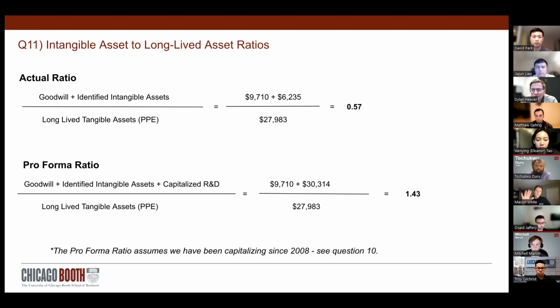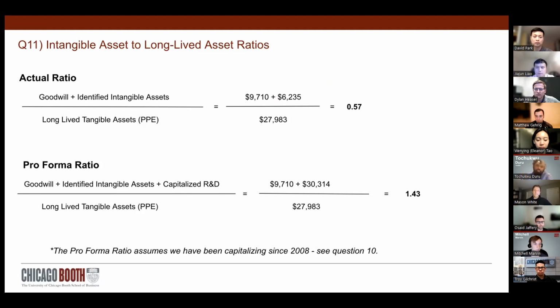So taking those values, summing them up and comparing them, we see in the actual scenario our ratio is 0.57. And then in the pro forma scenario where we capitalize the R&D, we came up with a value of 1.43. It's important to note that this value is calculated under the assumption that we've been capitalizing R&D since 2008, which was calculated in questions 9 and 10.